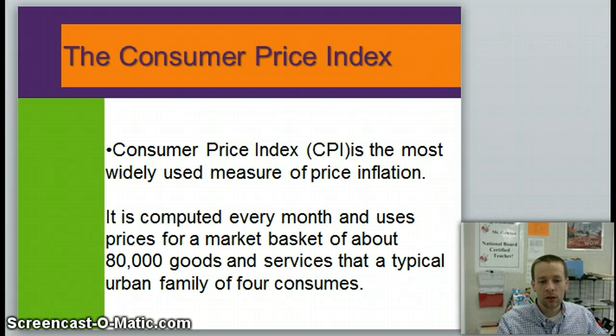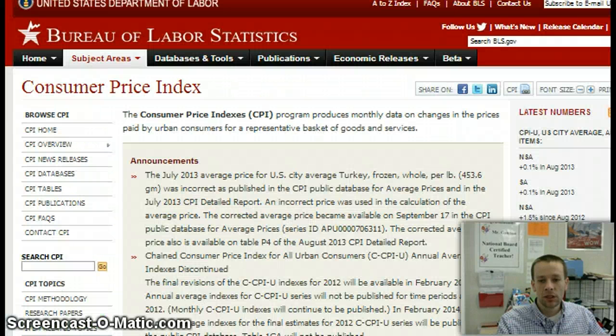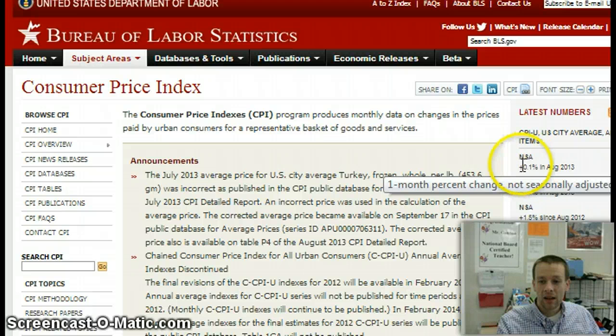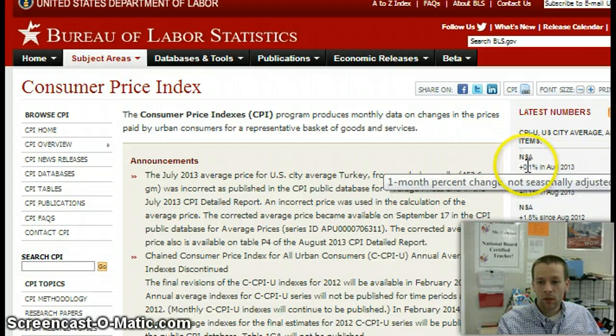So I'm going to show you here the Bureau of Labor Statistics website. Notice it's monthly data on changes in the price paid for a representative basket of goods and services. And you can see they always give you a snapshot over here in the corner. In August 2013, notice, we had a 1 month percent change of 0.1%.